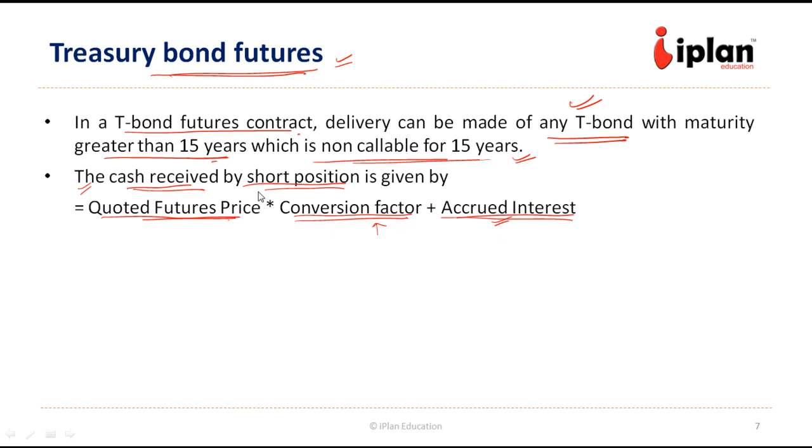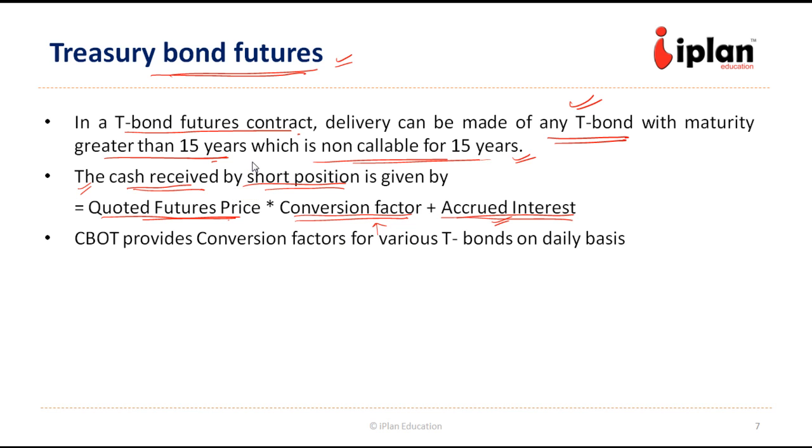So this is the cash received by the short position, or cash provided by the long position, in the case of treasury bond futures. As we have said, treasury bonds have different conversion factors, which will be provided by the Chicago Board of Trade. Out of them, the short position holder can select which bond is to be delivered, and the cash received can be calculated using this formula.